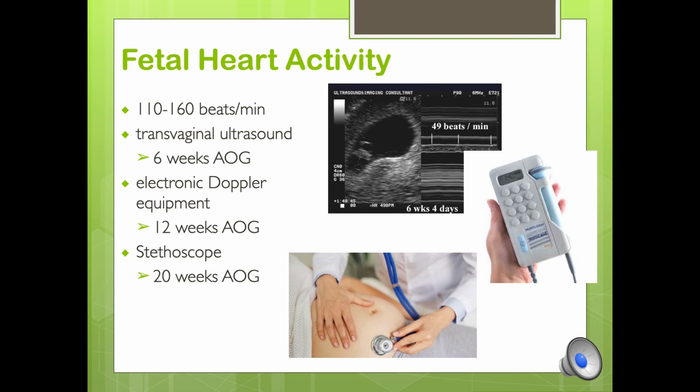Let's now go to the fetal heart activity. The normal rate is 110 to 160 beats per minute. As early as 6 weeks age of gestation, the fetal heart activity would be visible using a transvaginal ultrasound. On abdominal examination, fetal heart activity can be appreciated only at about 12 weeks age of gestation with the use of a handheld Doppler equipment. When we use our traditional stethoscope, this would be at around 20 weeks age of gestation.